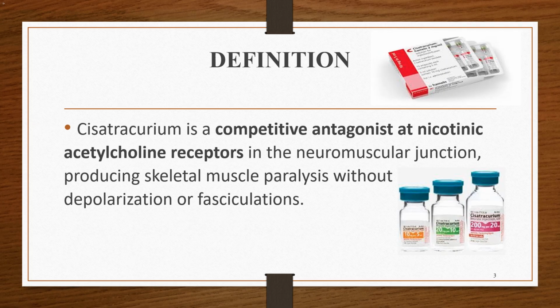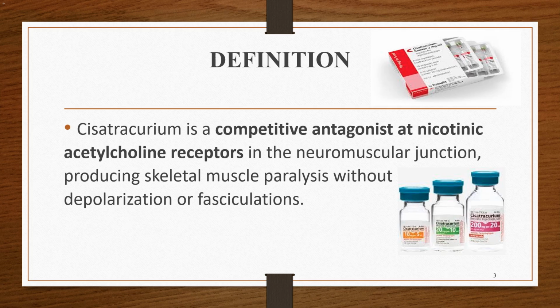Definition. Cisatracurium is a competitive antagonist at nicotinic acetylcholine receptors in the neuromuscular junction, producing skeletal muscle paralysis without depolarization or fasciculations. 1. Cisatracurium is a competitive antagonist. This means it competes with acetylcholine for receptor sites. 2. It acts at nicotinic acetylcholine receptors. These receptors are found in the neuromuscular junction where nerves talk to muscles.